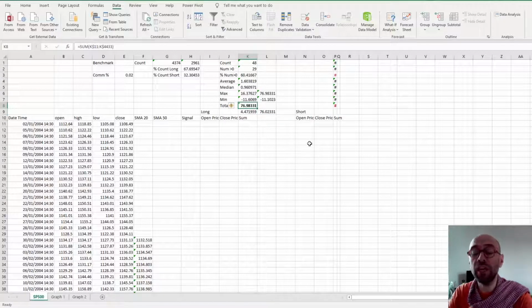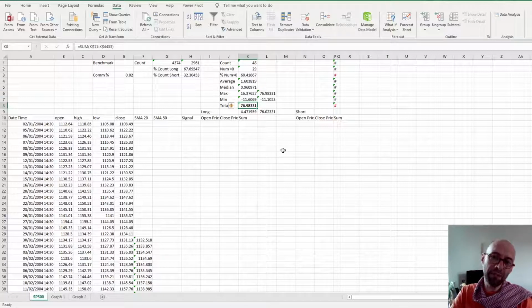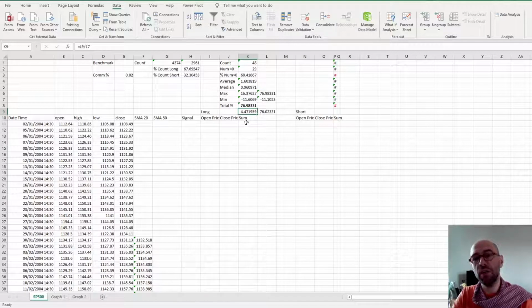So you might be thinking, first approach, okay, actually, 76.98%, this actually looks good. But let's go deeper and see what value this gives us. Well, if you divide by the number of years, 17 years' worth of data, you come down to a 4.47% gain per year, which, I'm not saying it's bad, but it's not amazing.